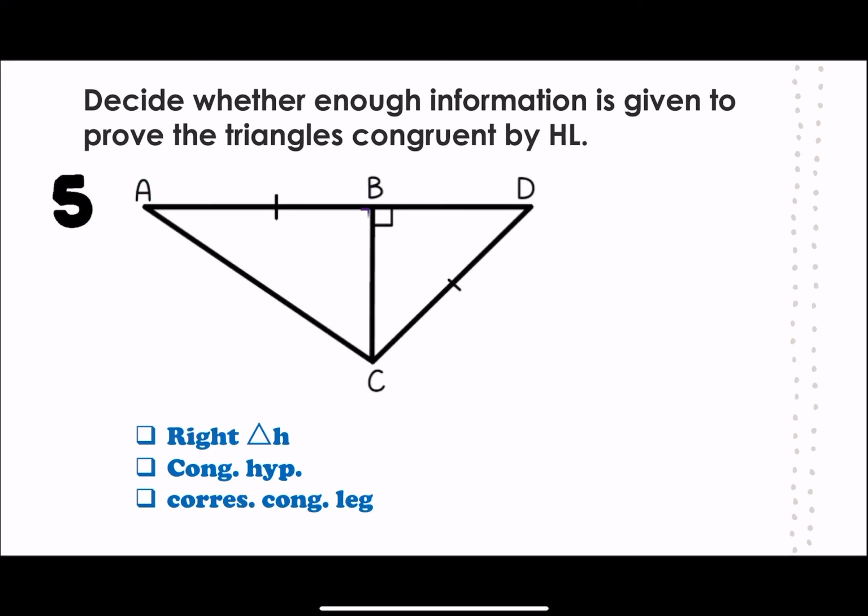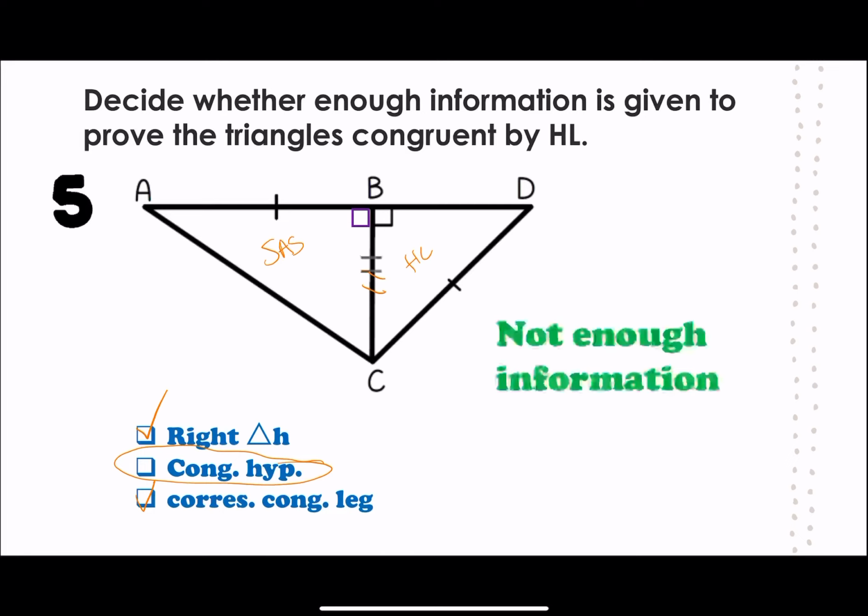So I've got a right triangle. I've got two right triangles because of that supplementary angle. Congruent hypotenuse? Well, no, they do have corresponding congruent legs, but this one's trying to do a side angle side, and this one's trying to do an SSA, but it's a hypotenuse leg since it's right, and it's always right. So because we don't have congruent hypotenuse, we can say that there's not enough information. It's because you're missing that hypotenuse.